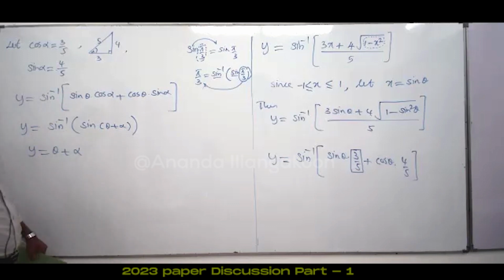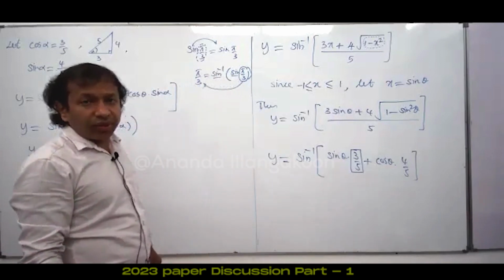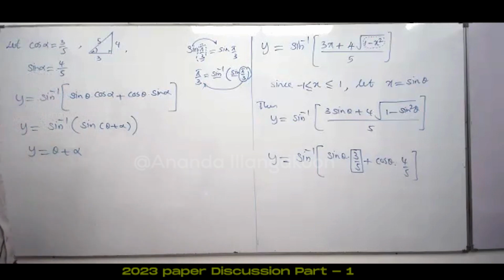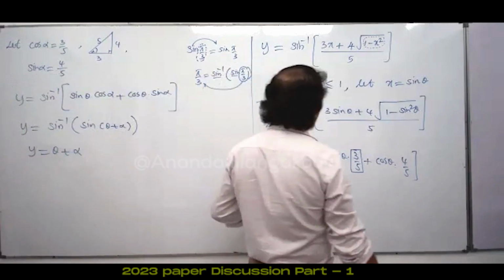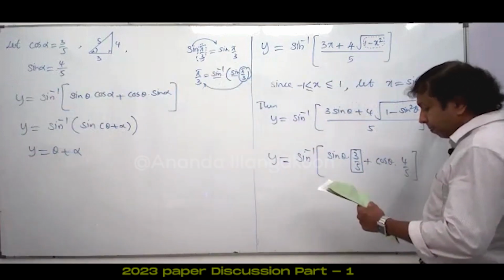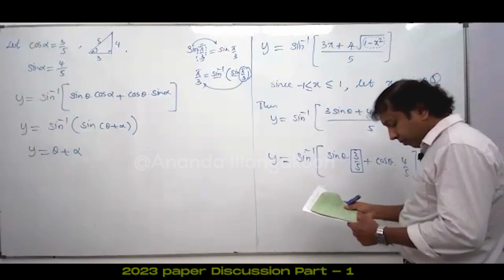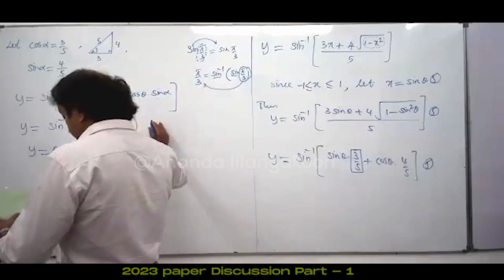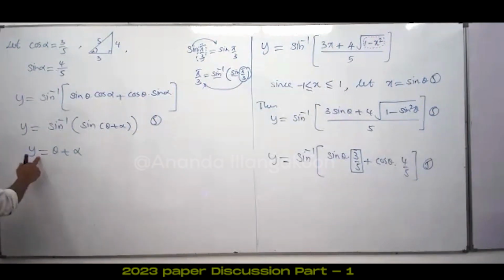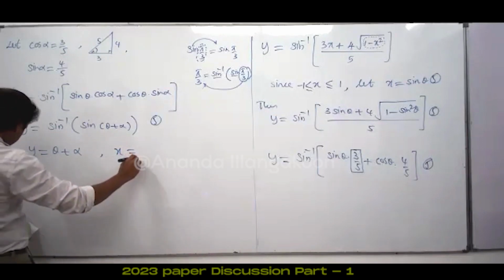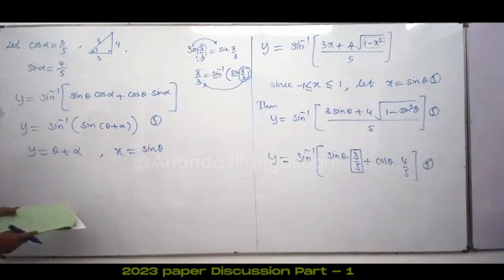Alpha is a constant now. Why? Alpha is a fixed angle whose cos value is 3 by 5, sin value is 4 by 5. So alpha is a constant, right? Now, let's see the marks coming here. This 5 marks, and this another 5 marks, and this 5 marks. Finally, we get this: y equals theta plus alpha. What is x? X is sin theta.